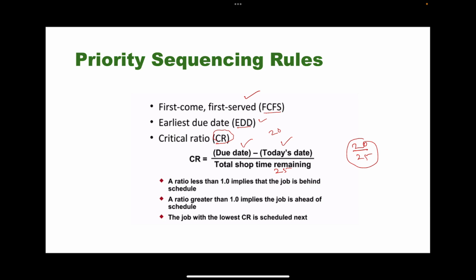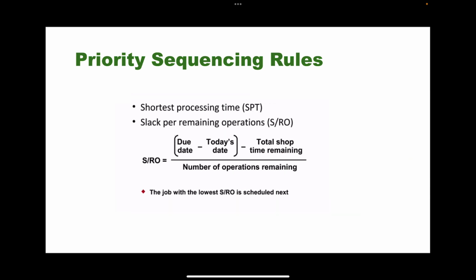A ratio less than 1 implies the job is behind schedule, and a ratio greater than 1 implies the job is ahead of schedule. The job with the lowest critical ratio is scheduled next. So if its value is 20 by 40, it is 0.5. That means it is significantly behind schedule by a large amount of time. That means you need to prioritize this job first.